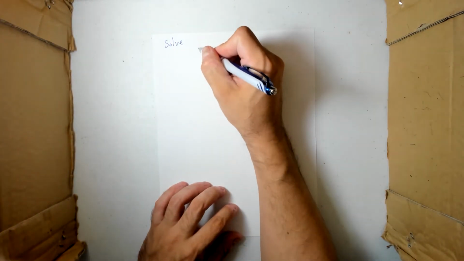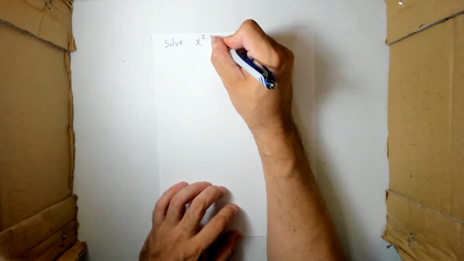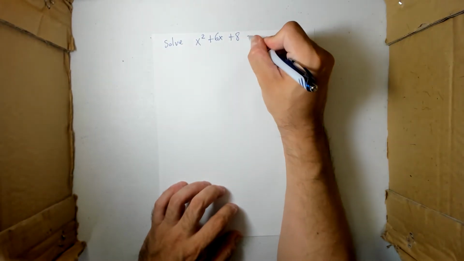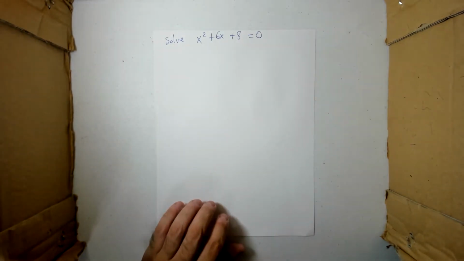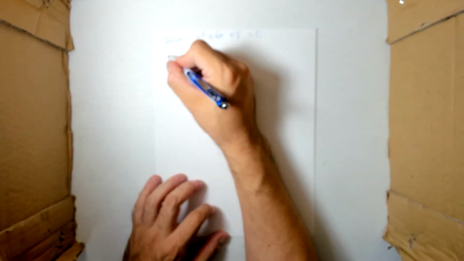Solve x squared plus 6x plus 8 equals 0. Okay. This will be our first example. I am going to solve this one by factoring.